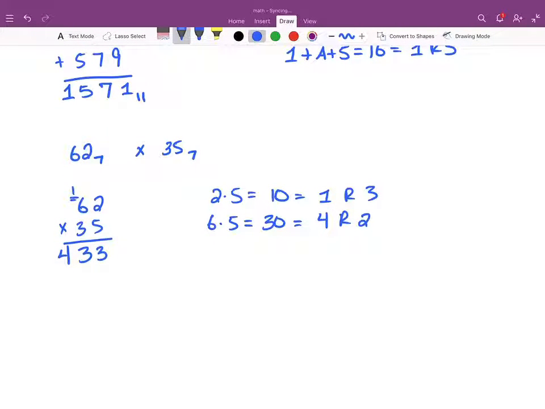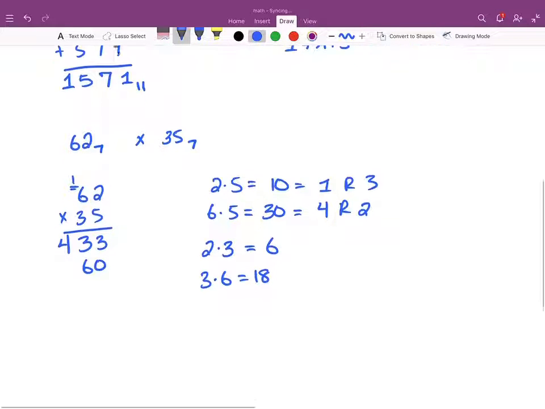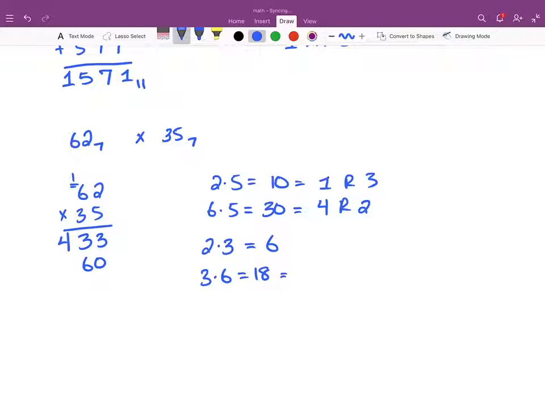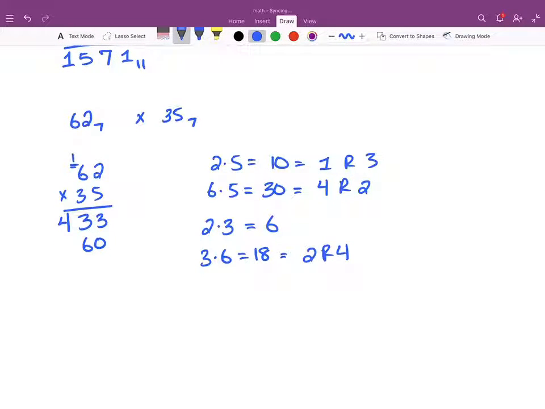Then, same thing now with 3. 2 times 3. 2 times 3 is 6. It's base 7, so that's not an issue. 6. And then 3 times 6, which is 18. So how many 7s can we take out of there? We take two 7s out with 4 left over. So the 4 goes right here. The 2 goes out in front.